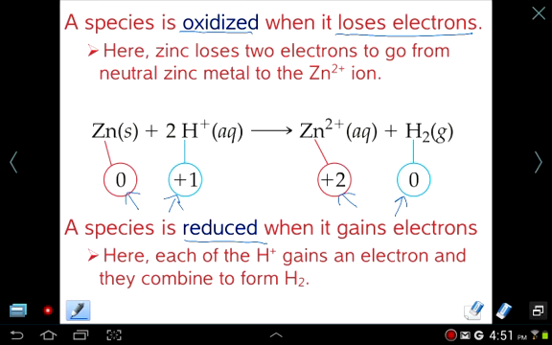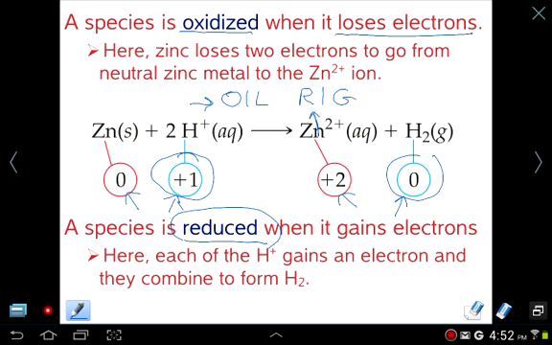If you recall, there was an acronym we can use for this: OIL RIG. Oxidation is losing electrons, and reduction is gaining electrons. So this may help you remember it. And remember, it's always in terms of electrons. So you're losing electrons or you're gaining electrons. Another way of looking at it is reduced means literally what it sounds like. The charge gets reduced or goes down. So the species that gets reduced, in this case hydrogen, goes from a +1 down to a 0. And then the other one gets oxidized.